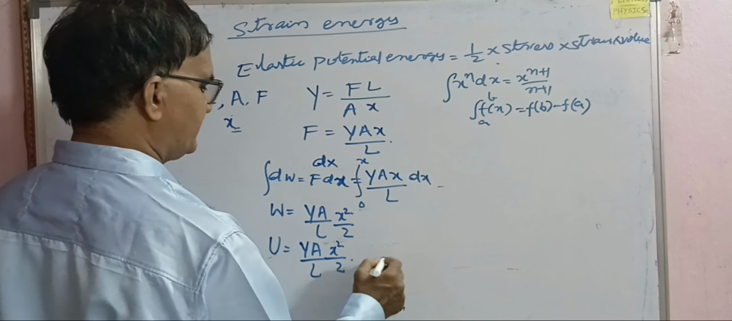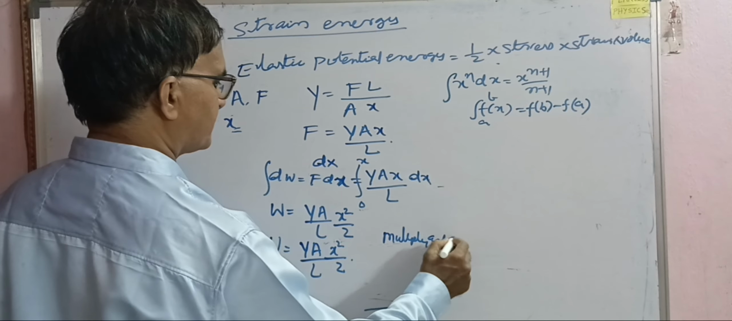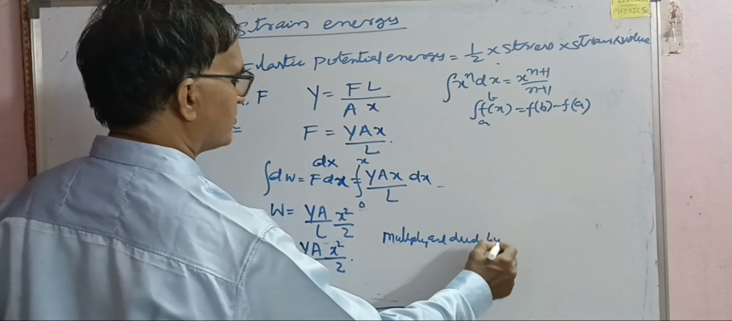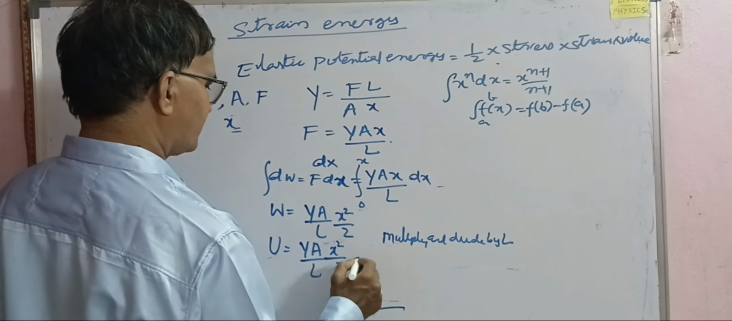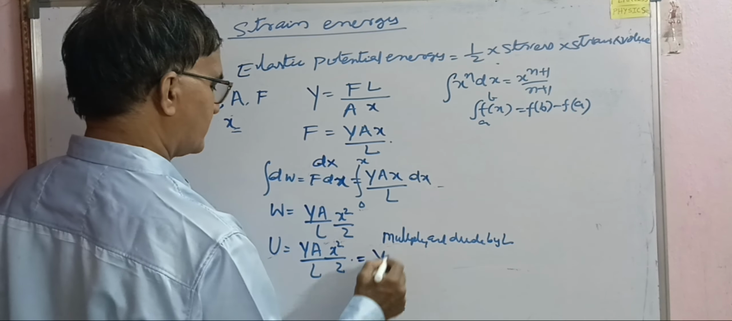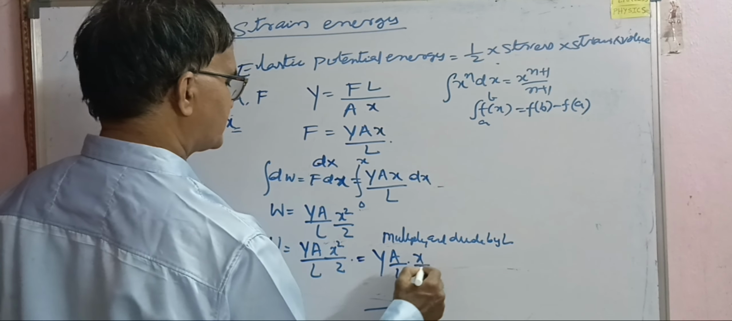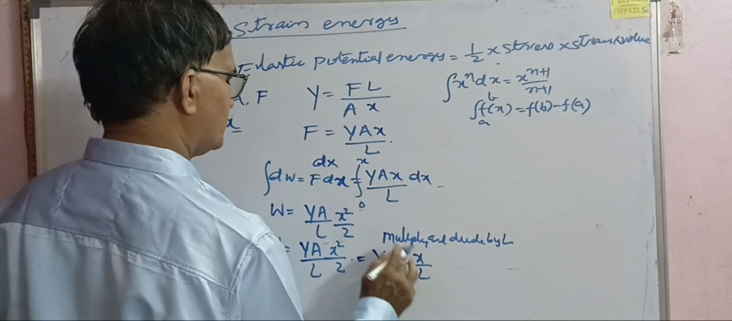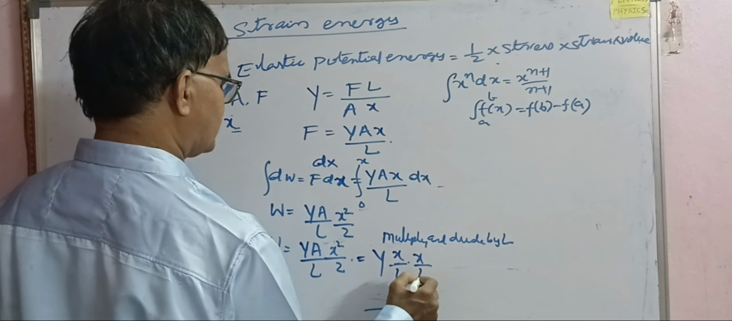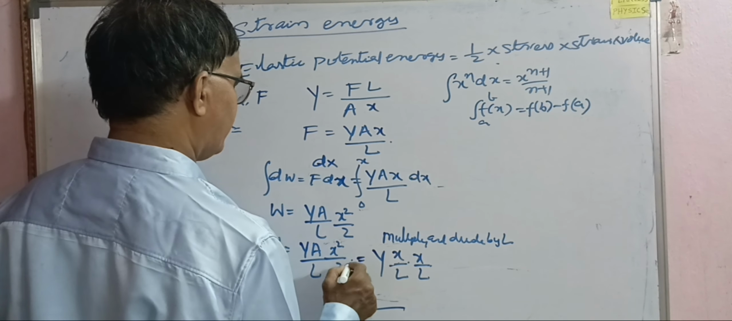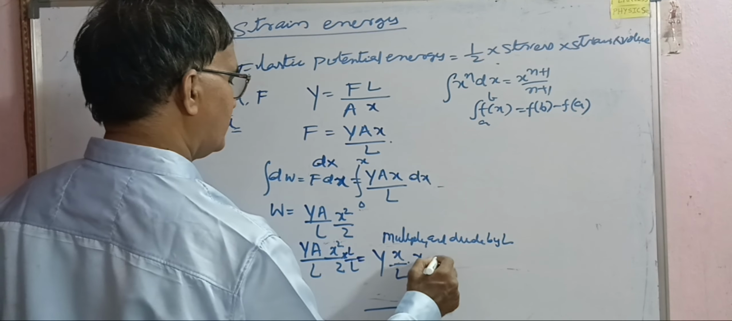We multiply and divide with L here. So if you divide and multiply with L, what do you get here? Y into x by L into x by L, where x by L appears two times, and multiplying and dividing, here L square is down, into A into L.